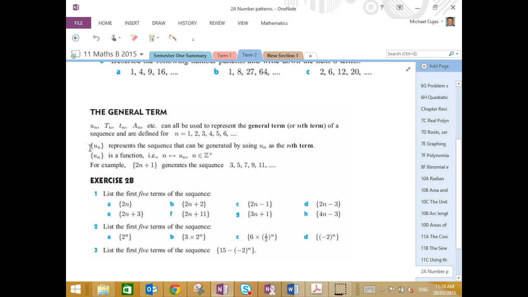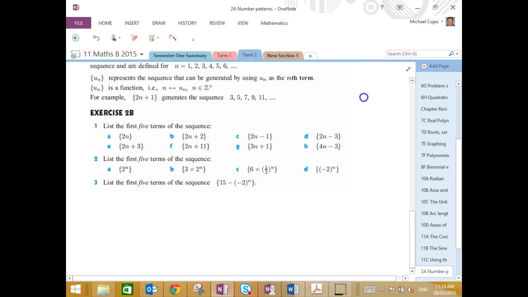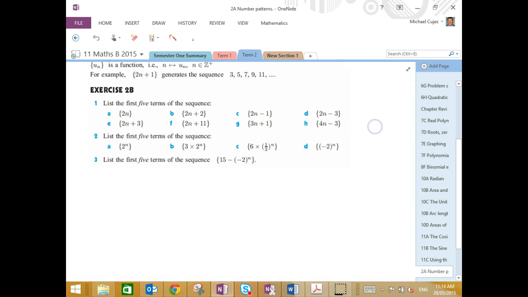So Un represents a sequence that can be generated by using Un as the nth term. Un is a function, blah, blah, blah. For example, 2n plus 1 generates a sequence. So you start with the number 1 and you get 2 times 1 plus 1 is 3. Then the second term would be 2 times 2 plus 1, which is how they got to 5. And the next term was 2 times 3 plus 1, which is how they got to 7, etc. So we'll do a couple of these just because we can.